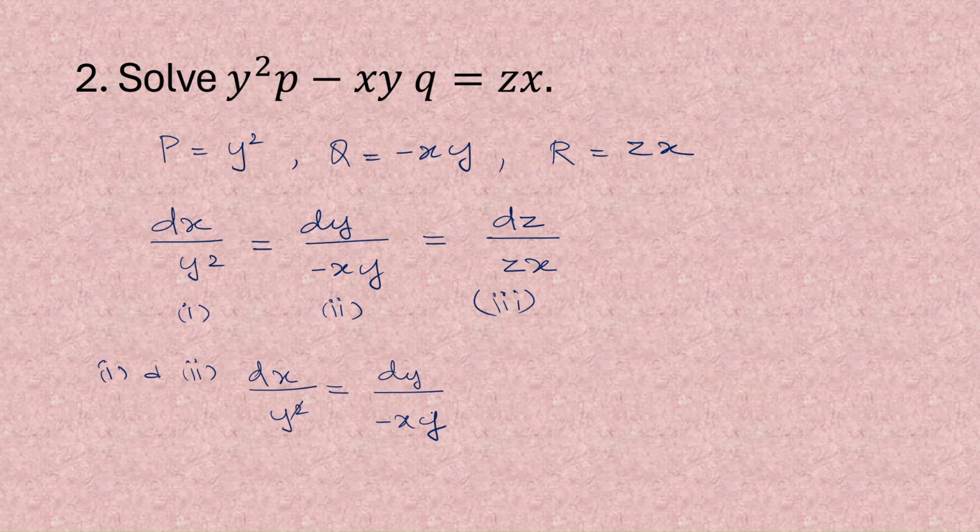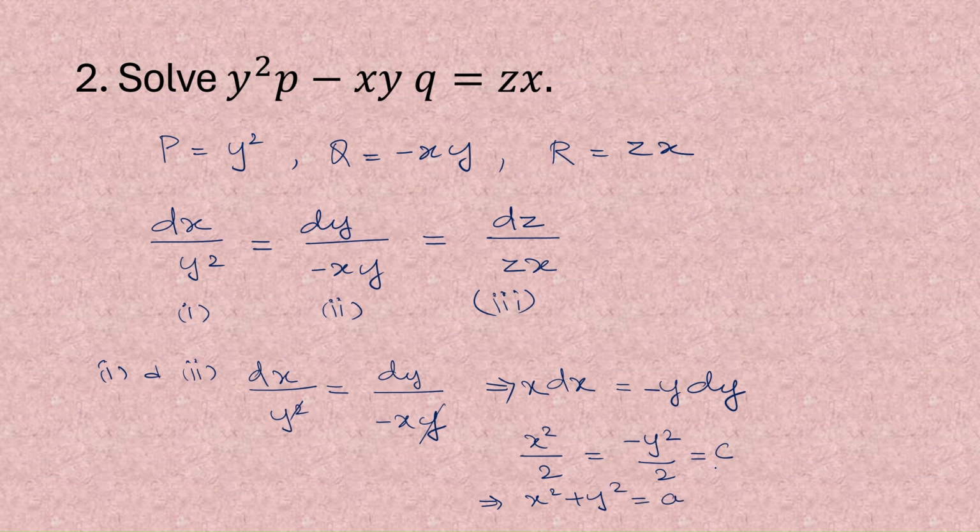Here we can cancel one y term, and by cross multiplying, x dx is equal to minus y dy. On integration, this gives x square by 2 is equal to minus y square by 2 plus some c, which implies x square plus y square is equal to some a, because 2 into c is another constant. Mark it as equation 1. So this is one of the independent solutions.